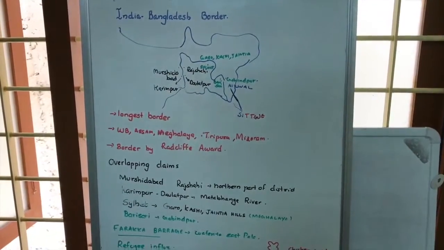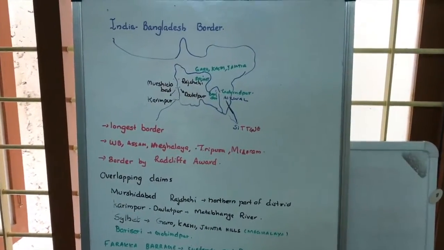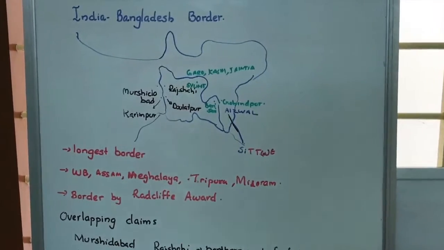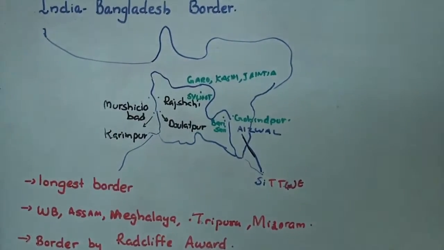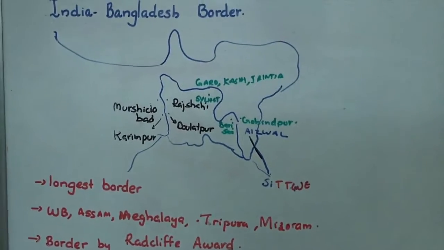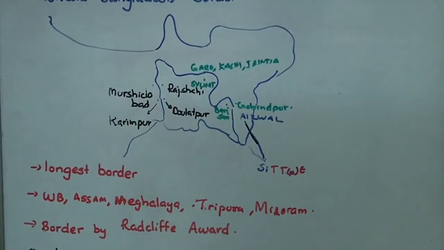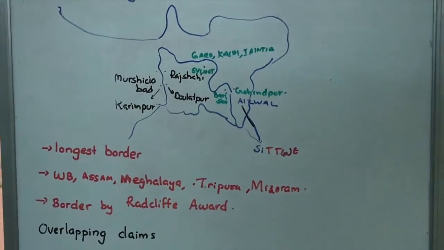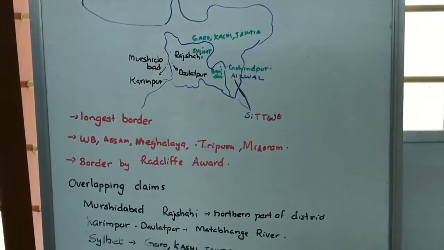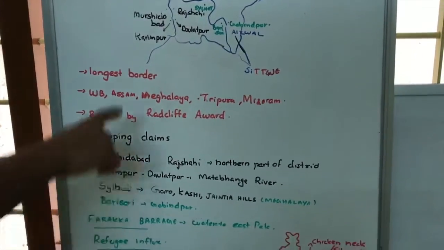But as diplomatic intervention did not go well, building of that particular barrage started in 1961. So it is one of the main concerns, because by this barrage, India can control water to Bangladesh.